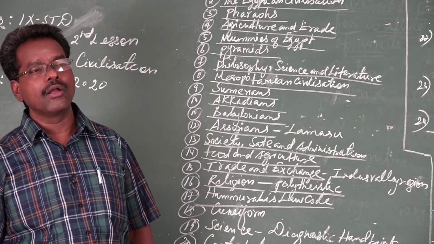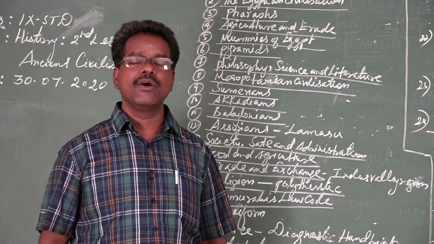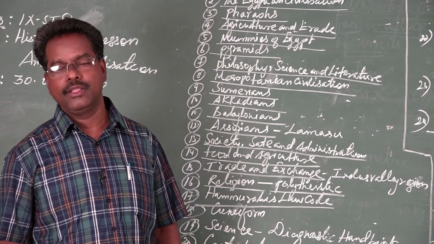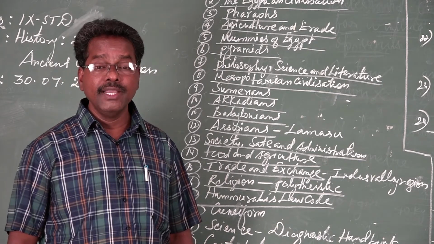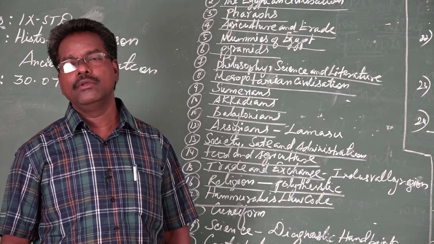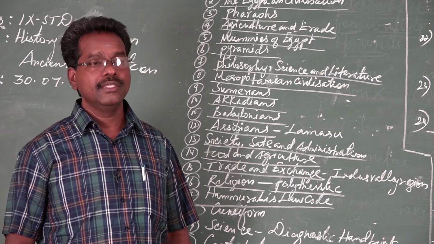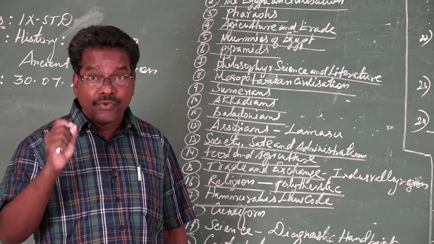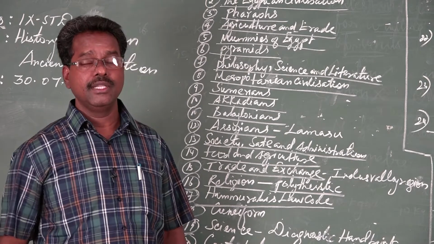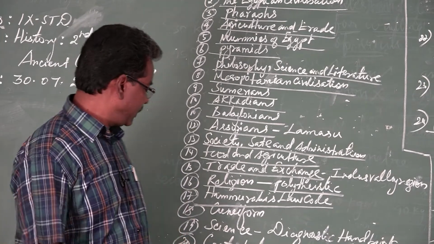From where was this law received? It was received from the sun god Shamash. What was the severe principle of this law? This law was used for eye for eye, tooth for tooth.